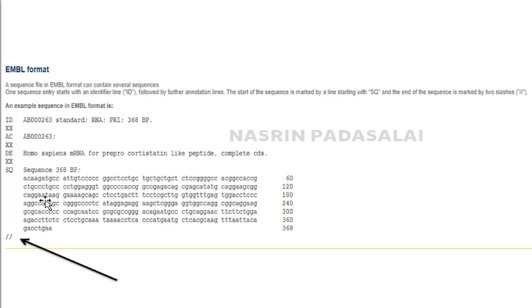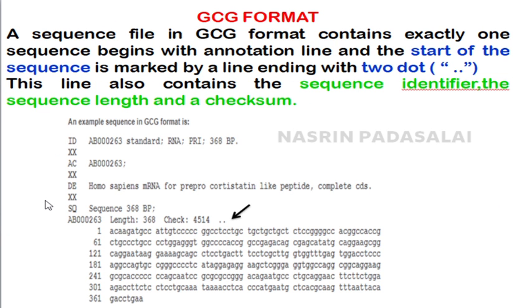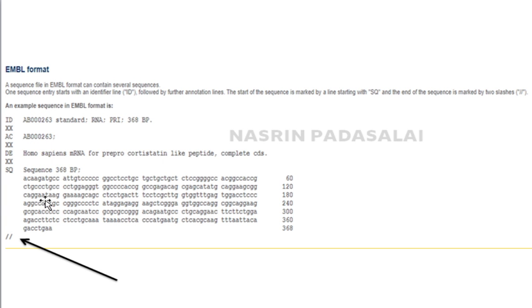And the next important thing is that blank lines are not even allowed in the middle of FASTA input. Next, this is EMBL format. So a sequence file in EMBL format also contains several sequences. So only in GCG format exactly one sequence is present, whereas in other formats like IG format, GenBank format, EMBL format, more sequences are present. So one sequence entry starts with the identifier line called ID, followed by a further annotation line like mRNA or what is the size of the sequence, and the start of sequence is marked by a line starting with SQ, and the end of sequence is marked by two slashes.